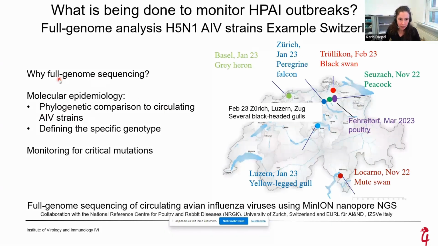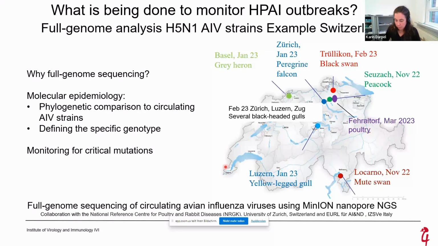This is part of molecular epidemiology, where through phylogenetic comparison of circulating avian influenza virus strains globally, and through defining the specific genotype, outbreaks can be traced, and it can be seen where they might have arisen from. And of course, full genome sequencing analysis also allows us to monitor for critical mutations. This is a collaboration between our institute and the National Reference Center for Poultry and Rabbit Diseases in Zurich, and the EU Reference Laboratory for Avian Influenza and Newcastle disease in Italy.